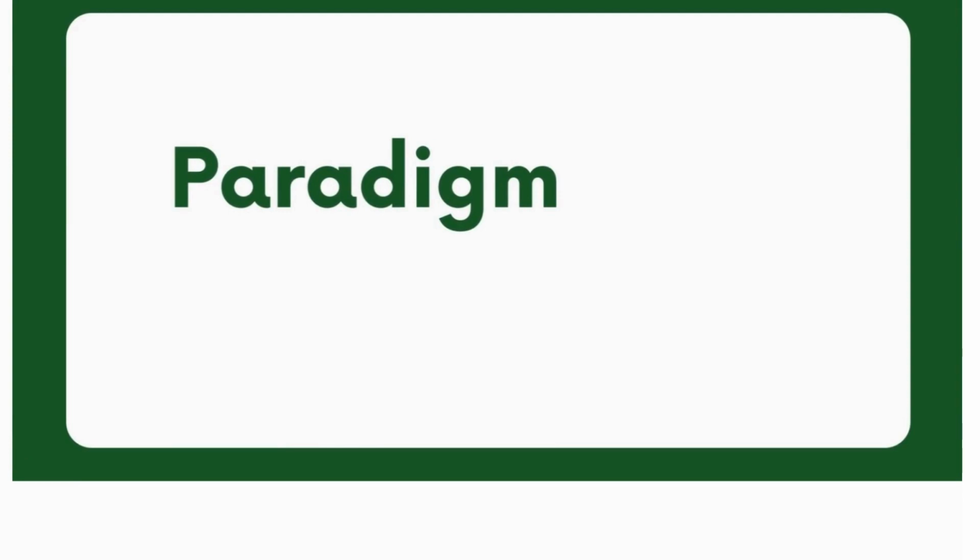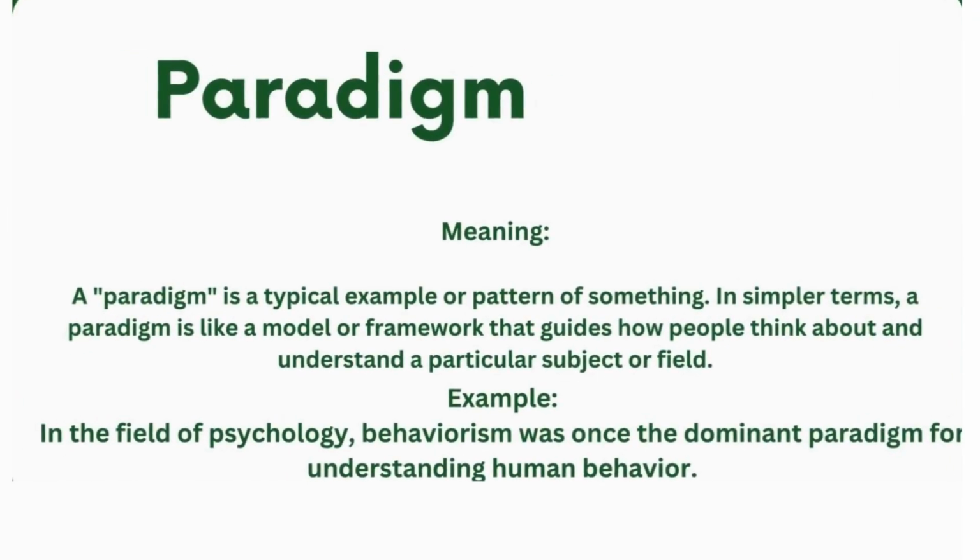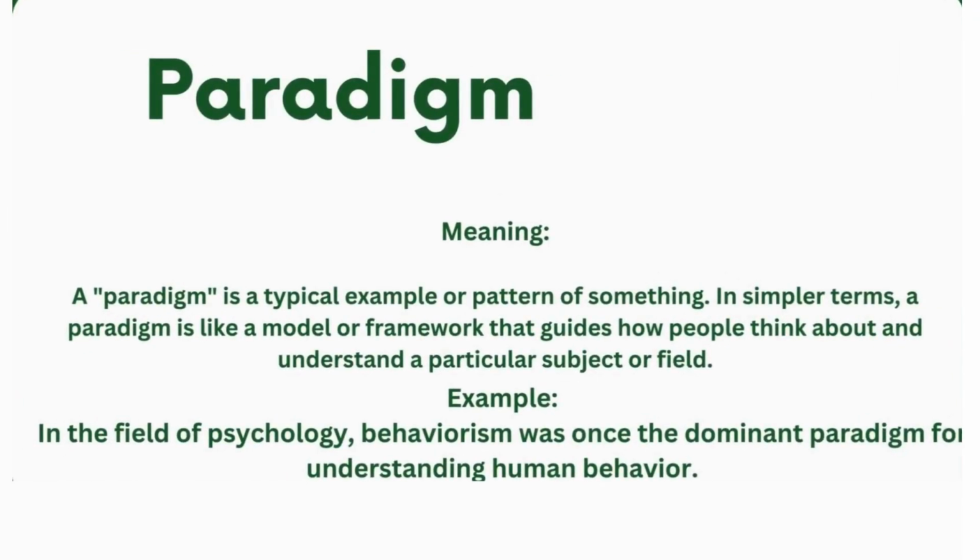Paradigm. Meaning, a paradigm is a typical example or pattern of something. In simpler terms, a paradigm is like a model or framework that guides how people think about and understand a particular subject or field. Example, in the field of psychology, behaviorism was once the dominant paradigm for understanding human behavior.